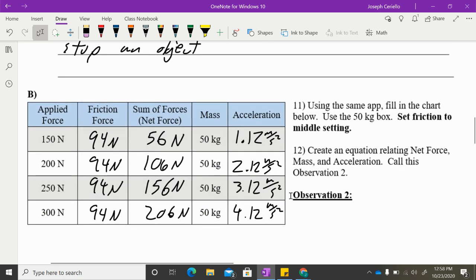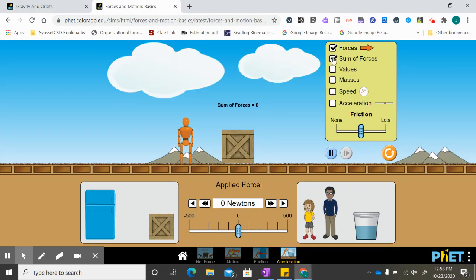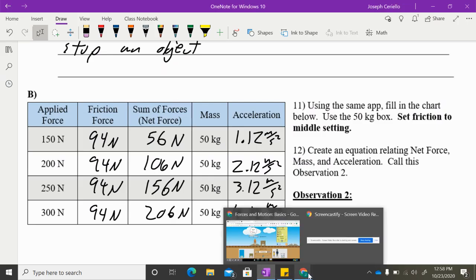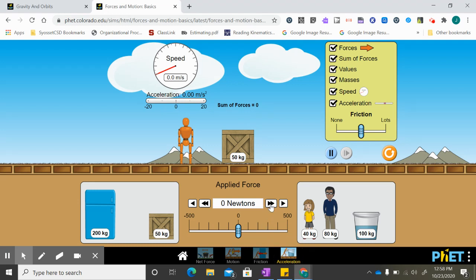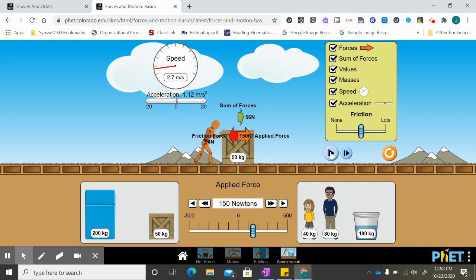All right, now the next part, what you have to do is move the friction to the middle setting. To move the friction to the middle setting, if you hit the reset button, it'll put it right to the middle setting for you. Check all these boxes off again. And it says to apply different forces. I think the first force it tells you to apply is 150. So if I apply 150, it starts moving. I can pause it so it doesn't get away from me. I have my sum of the forces. So my frictional force is 94, my sum of the forces is 56, and my acceleration is 1.12.